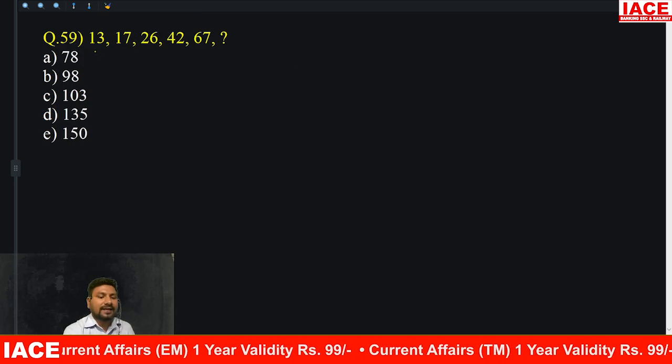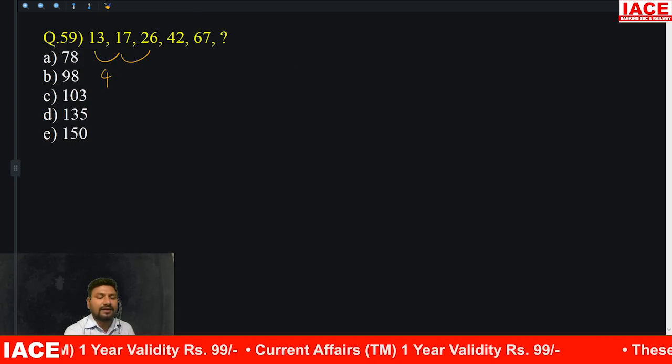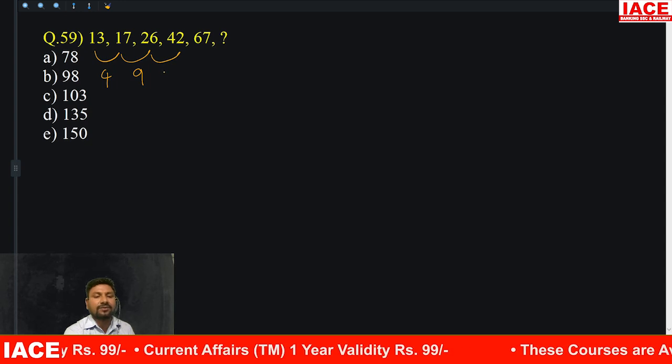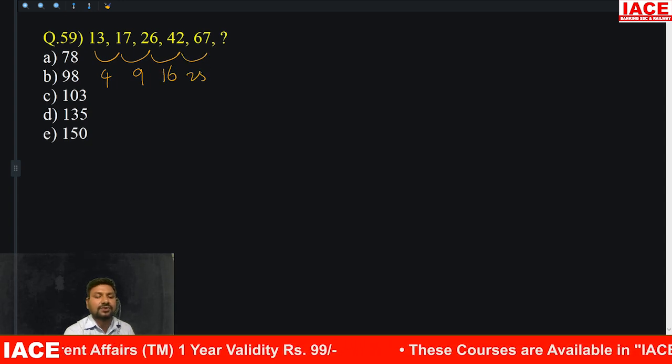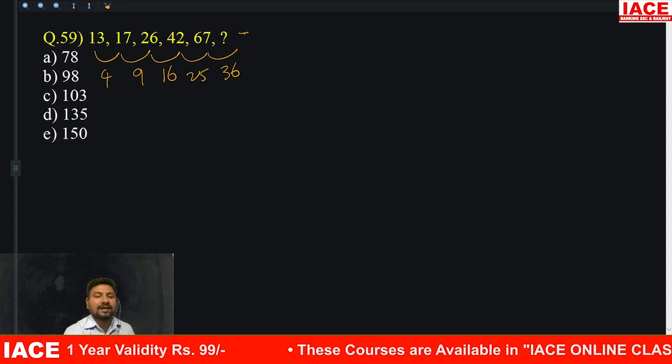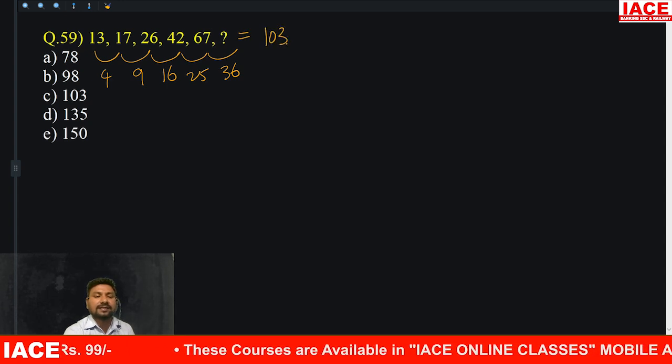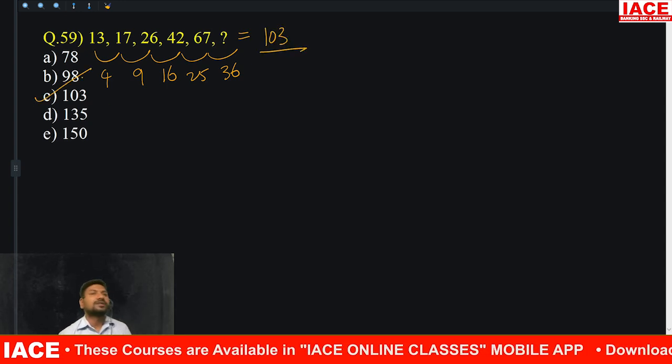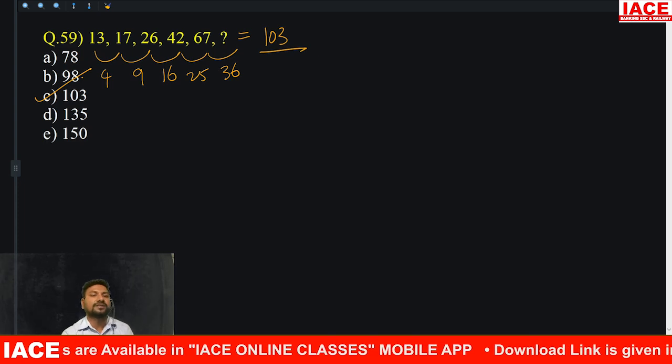13, 17, take the difference. The difference is 4, here the difference is 9, here the difference is how much? 16, here the difference is 25, here the difference is 36. And 67 plus 36, answer is 103, option C. Squares: 2 square, 3 square, 4 square, 5 square, 6 square.